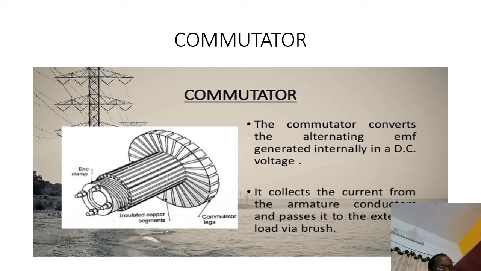The commutator is an important part of a DC generator and it serves the following purposes. It facilitates the collecting of current from armature conductors. It converts the alternating current induced in the armature conductors into the unidirectional current in the external load circuit.